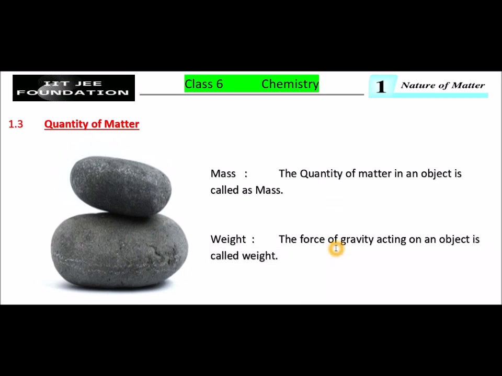This force of gravity acting on an object is called weight. Got it? The force of gravity acting on an object is called weight. In other words, weight is a measure of heaviness of an object. So mass is the quantity of matter in an object, and weight is the force of gravity acting on that object.